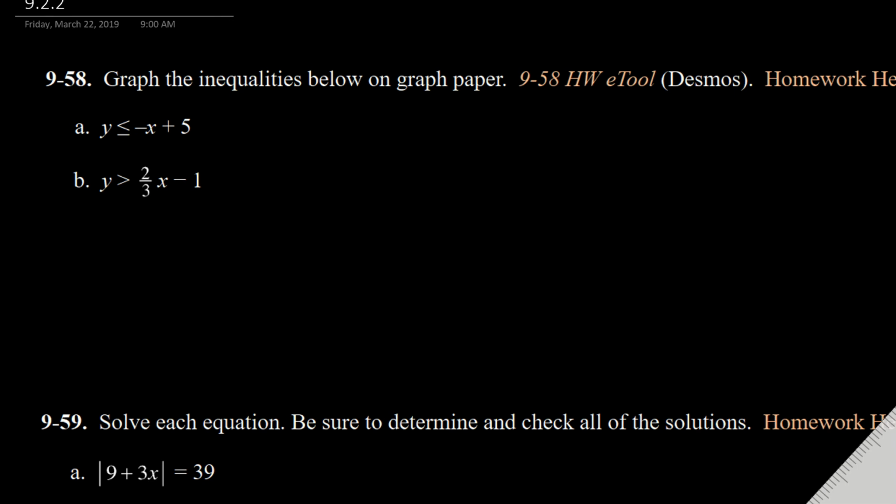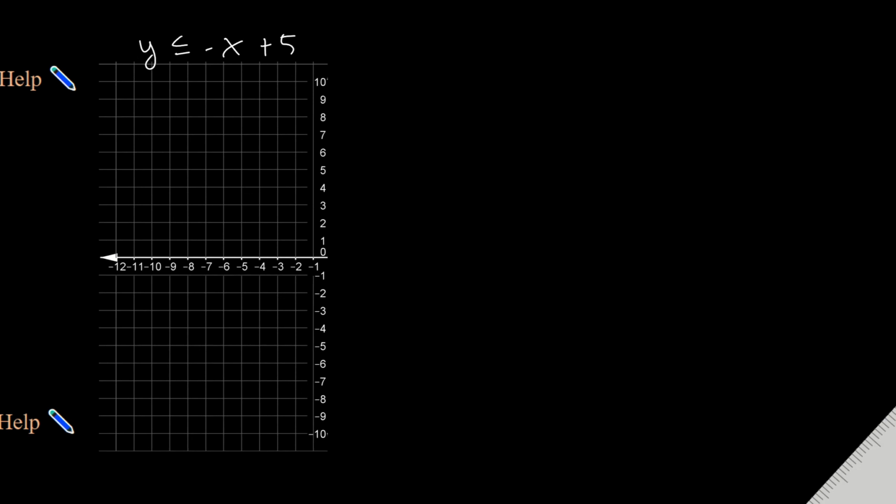Tonight we're going to be looking at questions 58 through 63. So let's start with 58. It says graph the inequalities below on graph paper. Let me go to the graph paper quickly, here they are.